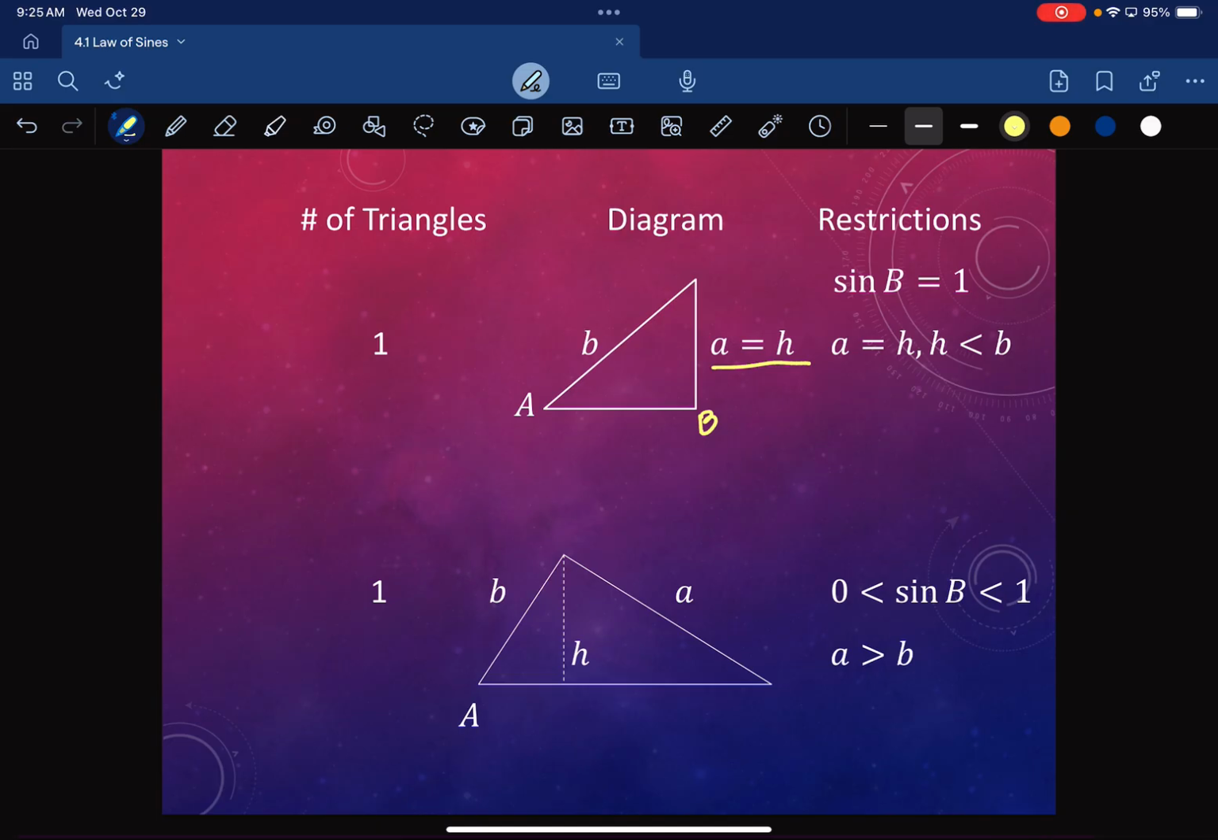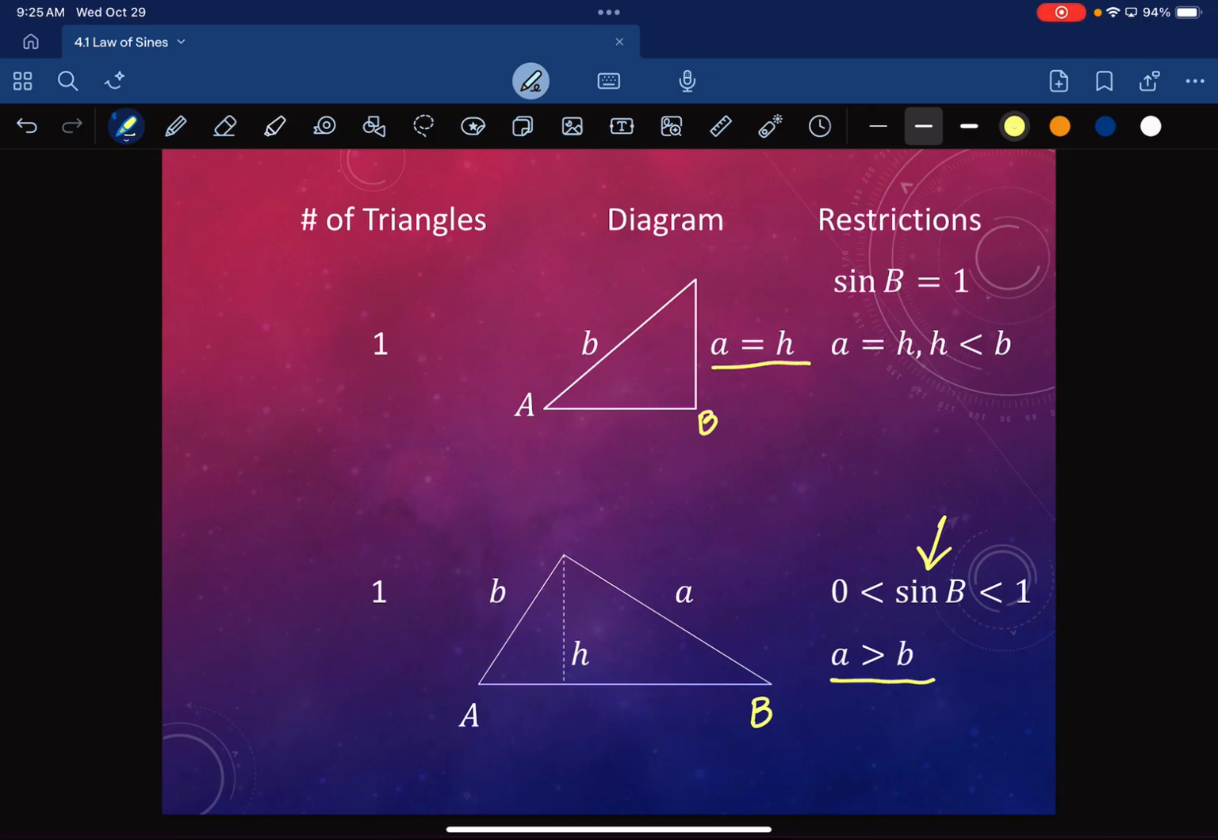The third option is that side A is actually bigger than not only the height, but it's also bigger than side B, okay? So we've got A bigger than B here. Again, B is down here, angle B. So the side length of A is longer than the side length of B. And when that happens, we actually end up with sine values that we're accustomed to. They're between 0 and 1, right? They're the ones that are supposed to work.